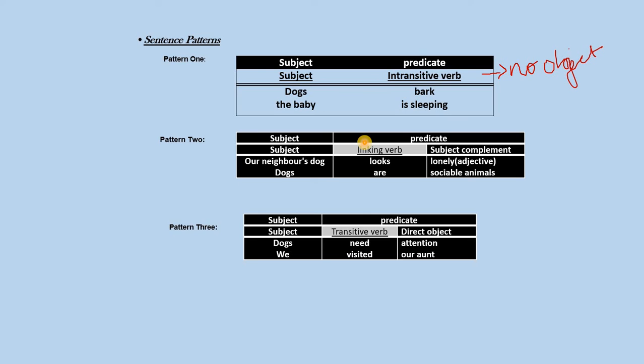Okay. So pattern number 3. In pattern number 3, we have the subject, and the predicate can be a transitive verb plus a direct object. The transitive verb needs an object. We visited our aunts at home. So here this is a transitive verb that needs a direct object. These are the main three patterns of the sentence.